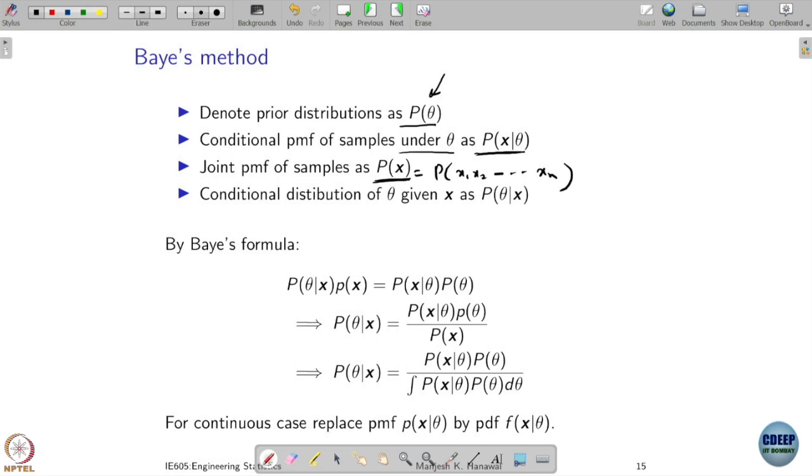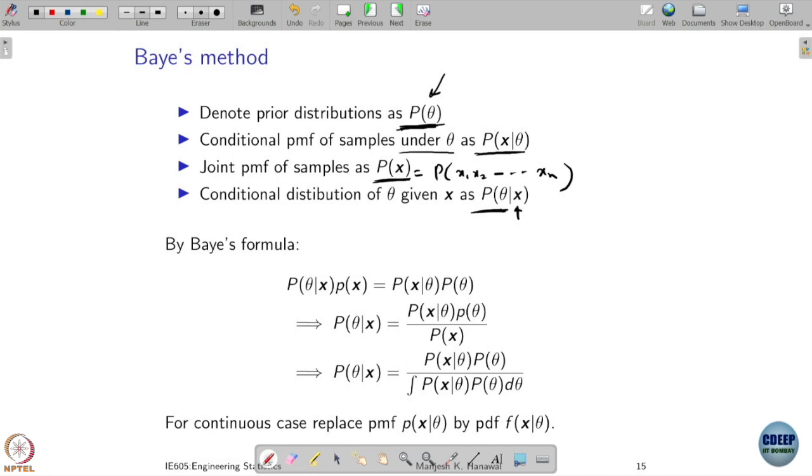And now given your x, you may want to talk about the conditional distribution of your theta itself. Notice that you start with some distribution of theta, and whatever the underlying theta, it is going to generate some samples. And now using some samples, you want to update your distribution about theta.